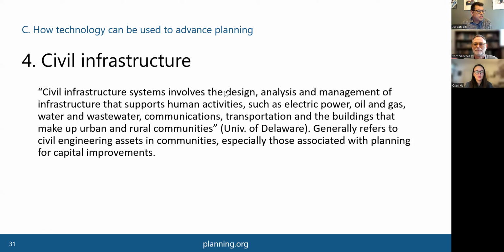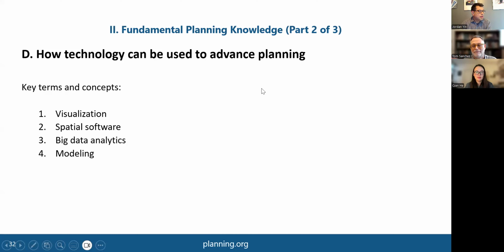All right, so that brings us to the end of this section. Section D, how technology can be used to advance planning. There's four major key terms and concepts in this section: visualization, spatial software, big data analytics, and modeling.